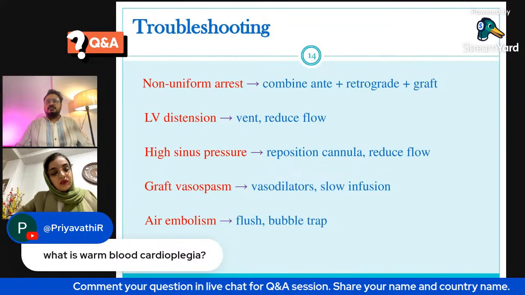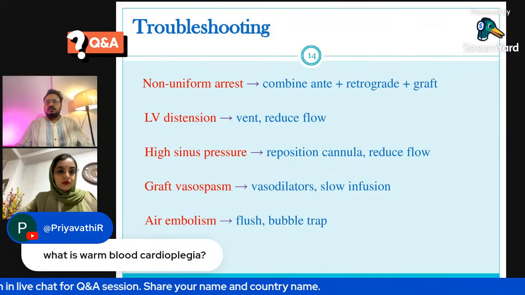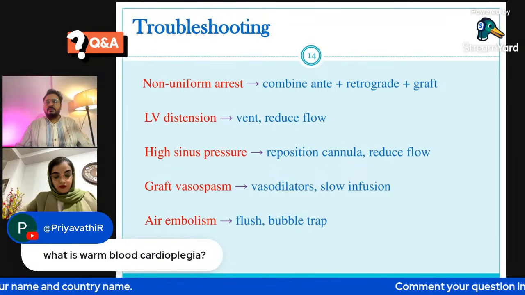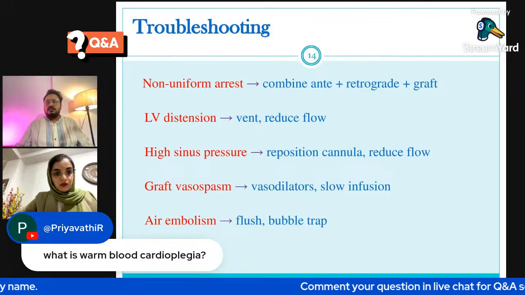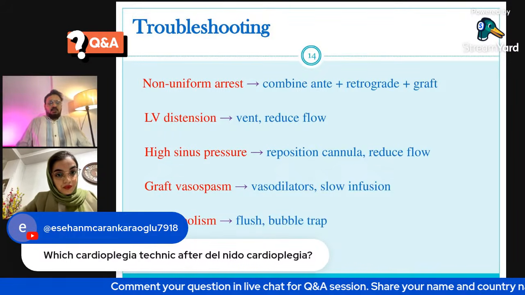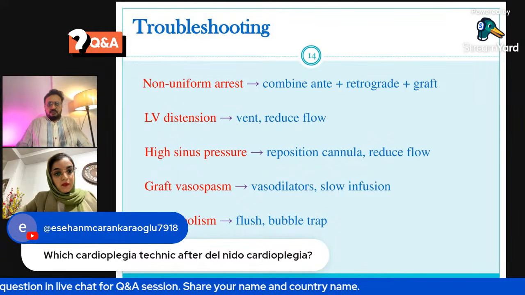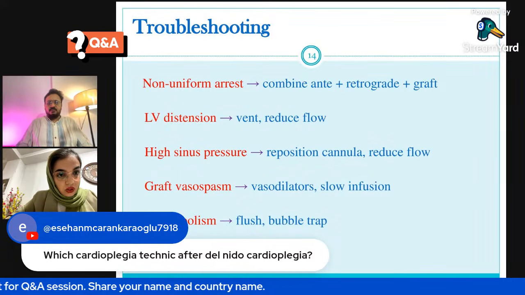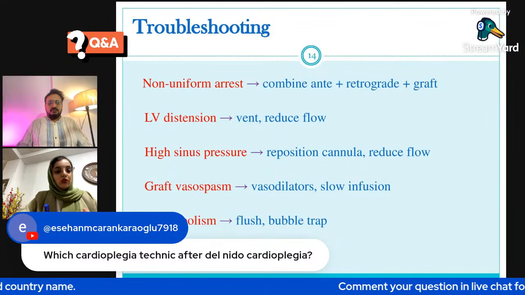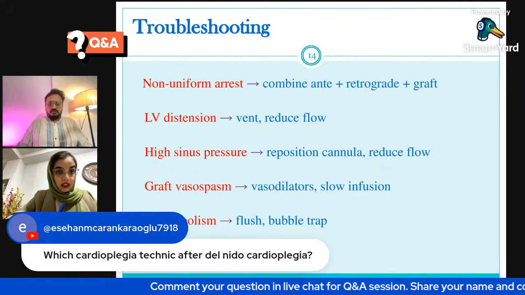Okay, we have one more question. What cardioplegia technique after Del Nido cardioplegia? After Del Nido, which cardioplegia technique? The answer is the route of delivery.